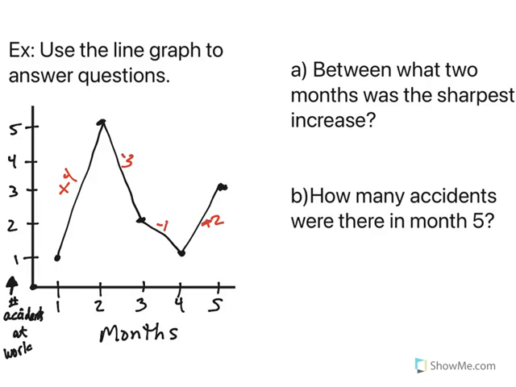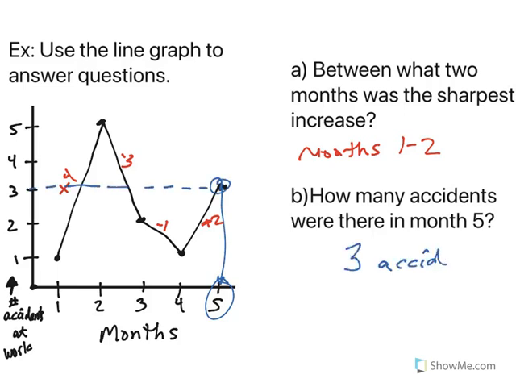So if it's hard and you can't tell by the line itself, you can look at the data values and let them guide you. So from months 1 to 2, we have the sharpest increase because we are increasing by 4 just in that 1 month period. And how many incidents were there in month 5? So we look at month 5, we go up to find the dot, and then we go over. And we can see that in month 5, there were 3 accidents.